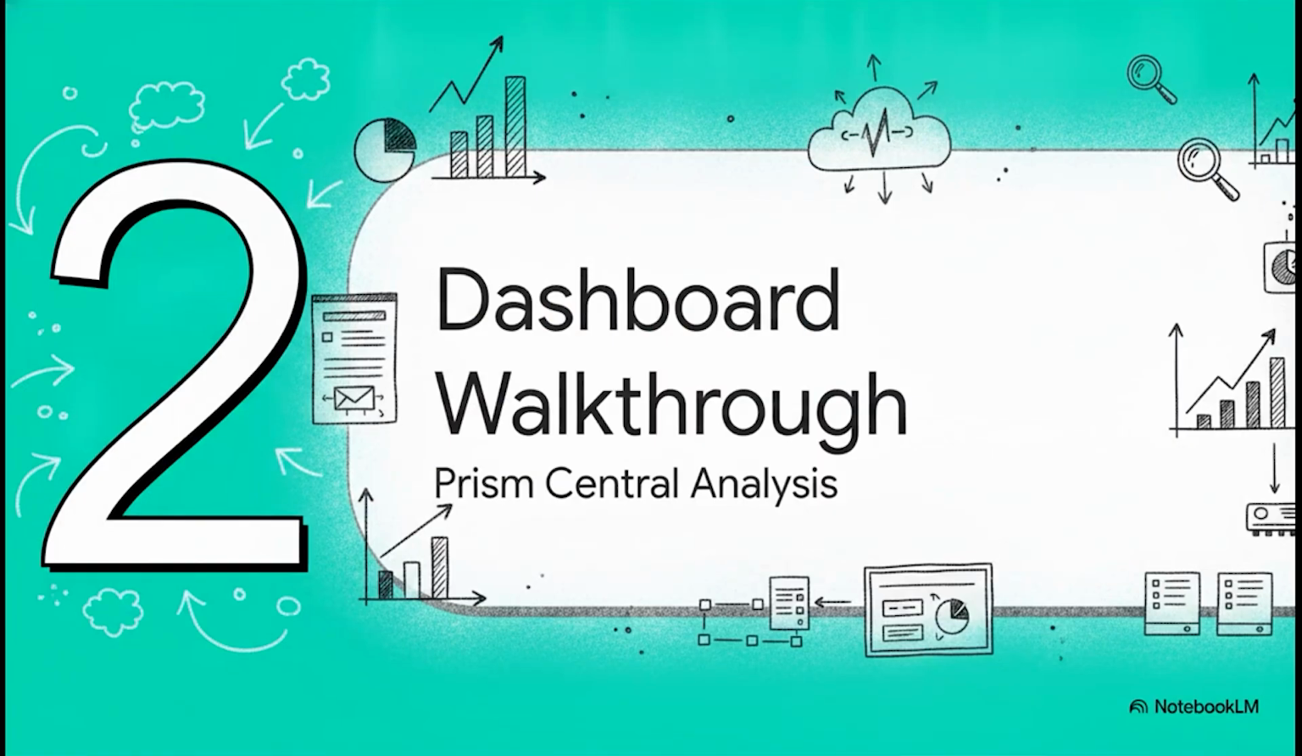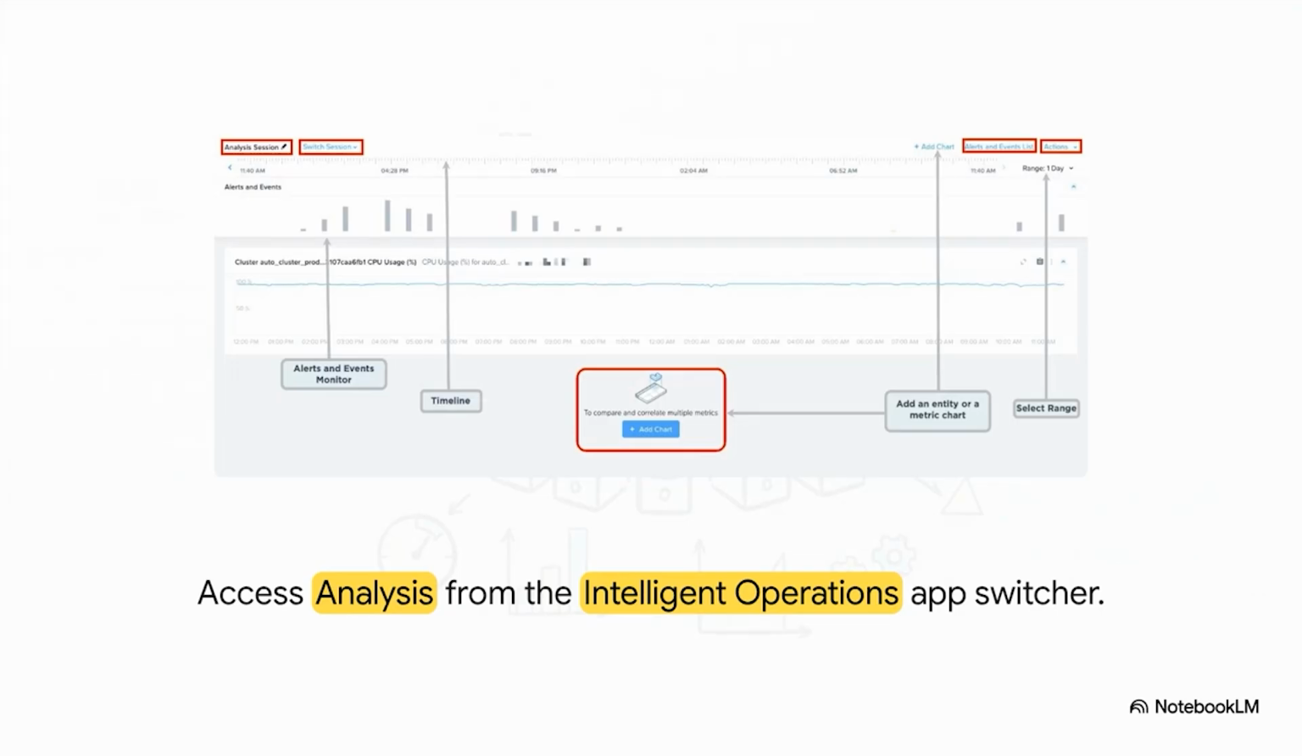Moving right along to Section 2, our analysis dashboard walkthrough. To kick off any kind of dynamic monitoring, you first have to know your navigation path cold. You open the application switcher in Prism Central, select Intelligent Operations, and then navigate over to Analysis. Once you're in, you'll notice a timeline right across the top. This lets you set your monitoring period. You can look at a tight 3-hour window or stretch it all the way out to a full month. Establishing that timeline early is absolutely critical for gathering accurate baseline data before you even attempt to isolate anomalies.